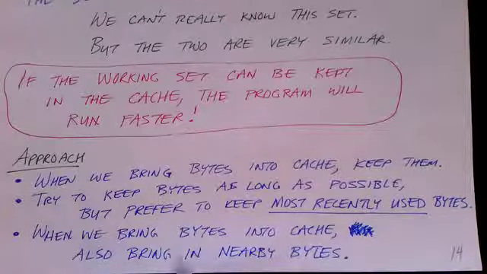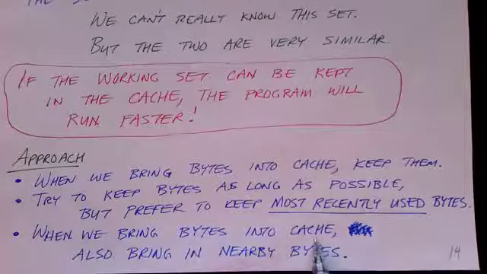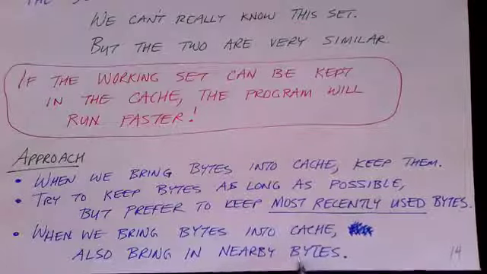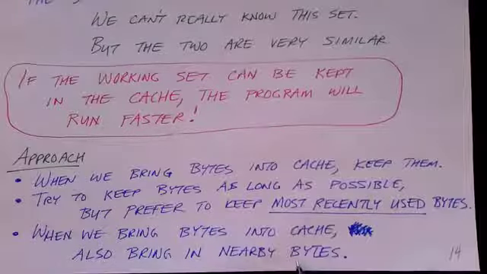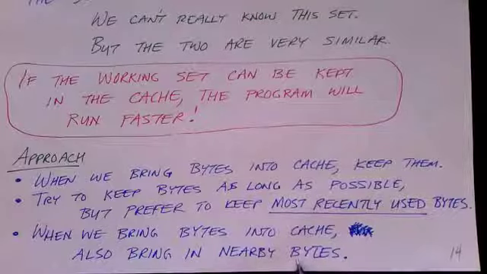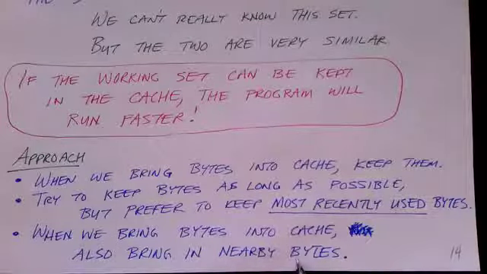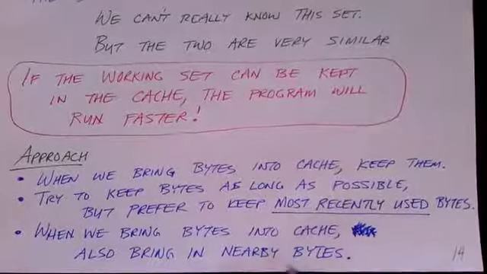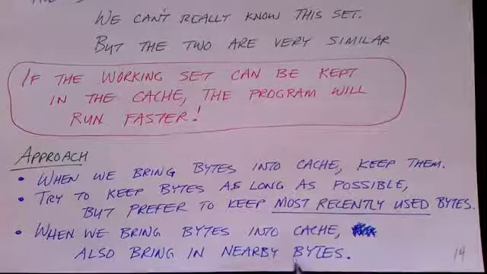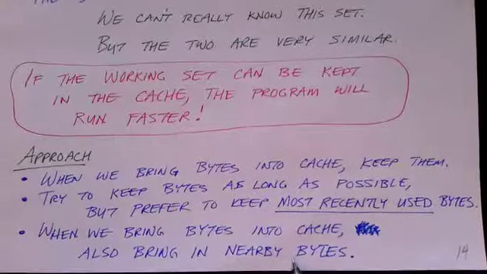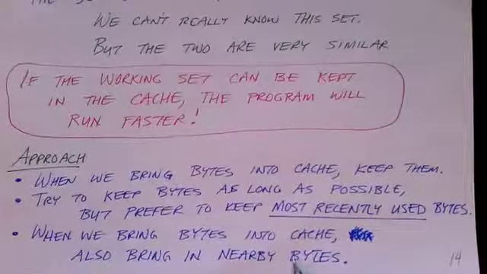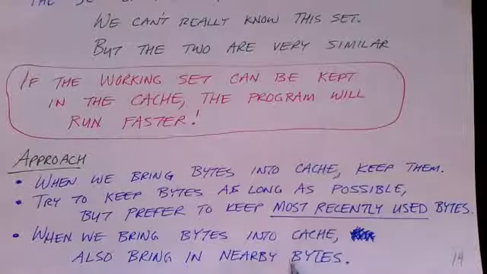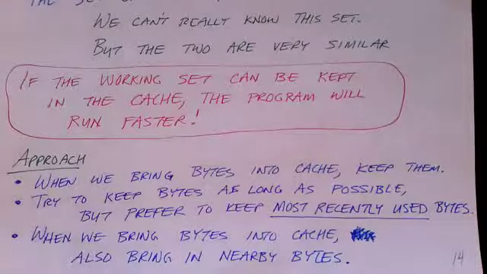So when we bring in bytes to the cache, we also bring in nearby bytes, bytes that are close to those bytes that have similar addresses. That's because when we fetch, say, a byte of memory or a word of memory, we bring in a whole block of bytes. So when we fetch 1 or maybe 4 bytes, we end up bringing in 64 bytes into the cache, thereby loading in nearby bytes that might be needed in the future.